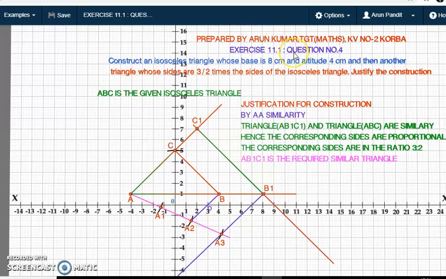Now look at question number 4. The question says: construct an isosceles triangle whose base is 8 centimeter and altitude 4 centimeter, and then construct another triangle similar to it whose sides are 3 by 2 times the sides of the given isosceles triangle. Justify the construction also.